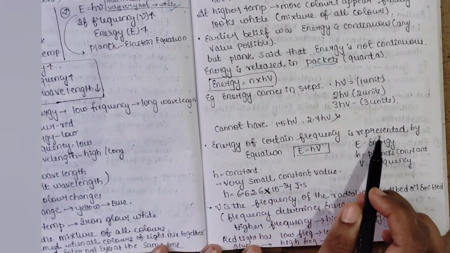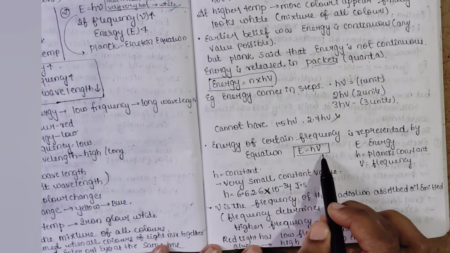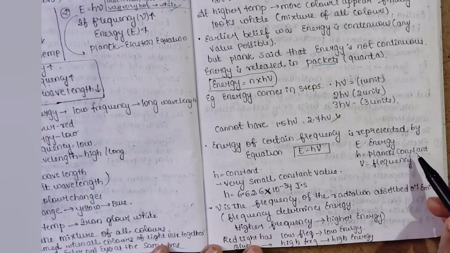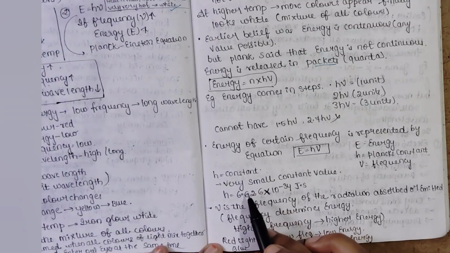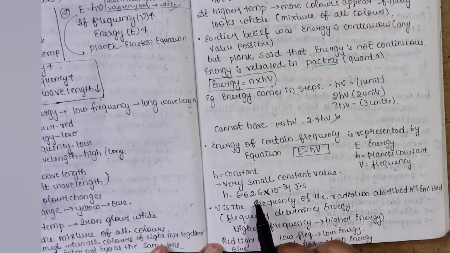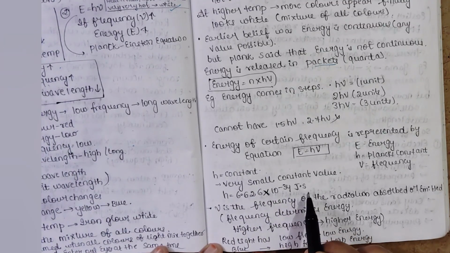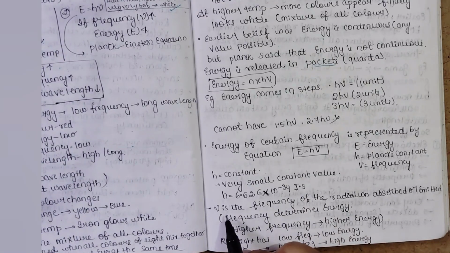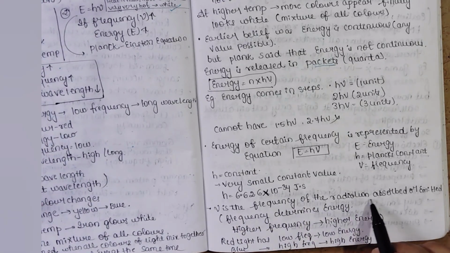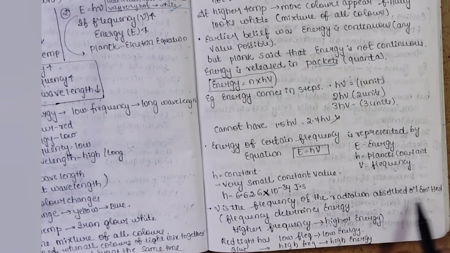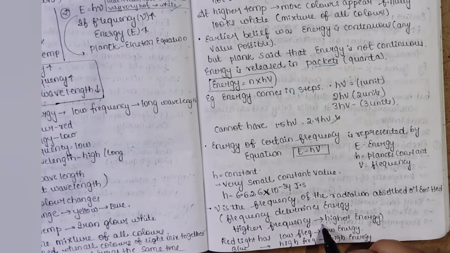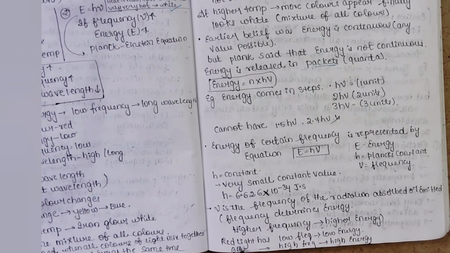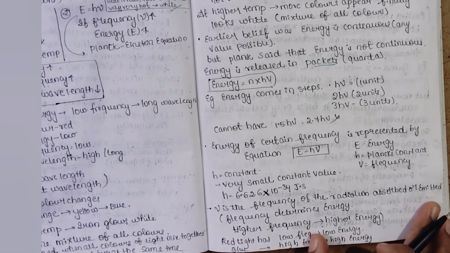Energy of certain frequencies is represented by the equation E equals h nu. E is the energy, h is Planck's constant, nu is the frequency. h is a very small constant value, 6.626 times 10 to the power of minus 34 joule seconds. Nu is the frequency of the radiation absorbed or emitted. That is, frequency determines energy. Higher frequency means higher energy. Red light has low frequency, low energy. Blue light has high frequency and high energy.